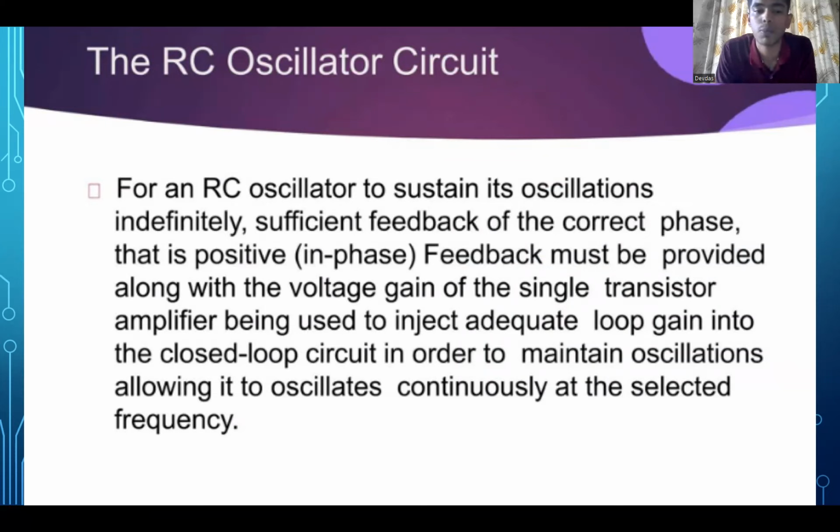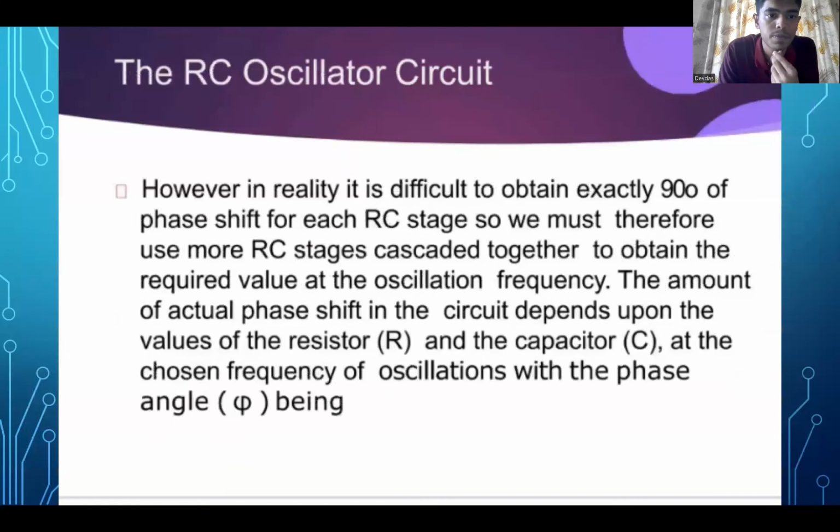There are two kinds of feedback: positive feedback and negative feedback. If the feedback is connected to the inverting terminal, it's negative feedback, and if the feedback is connected to the non-inverting terminal, it's positive feedback. When the input and the output have a 0-degree difference, they are said to be in phase. That's what we see here. The RC oscillator circuit is positive in phase.